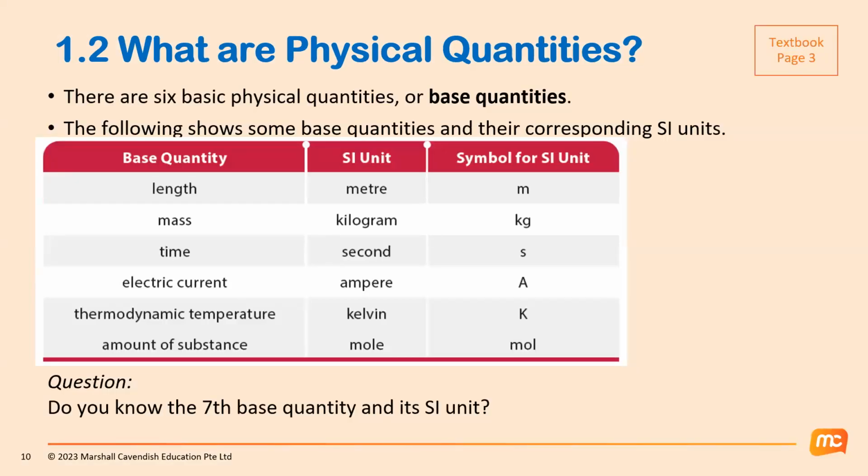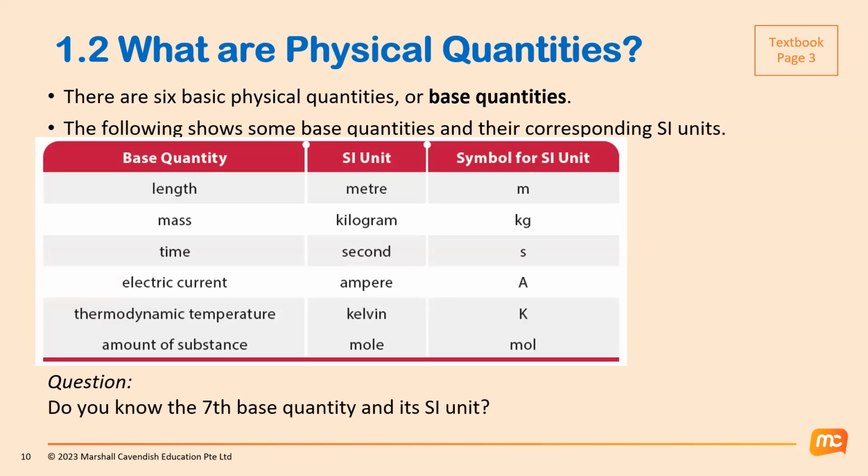There are 6 very basic quantities that you must memorize. This table can be found in your textbooks. The 6 very basic quantities are as follows: length, mass, time, electric current, temperature, and amount of substance. And you must know the SI unit for these 6 basic quantities, or we call them the base quantities.